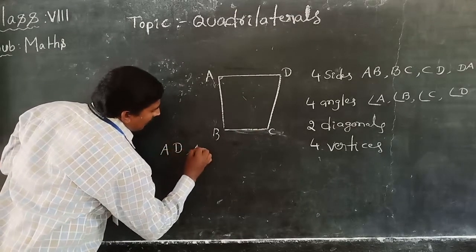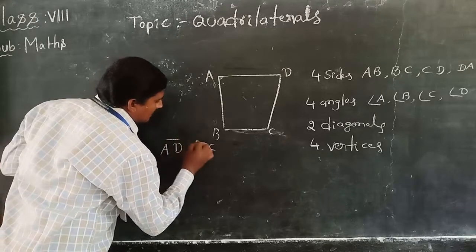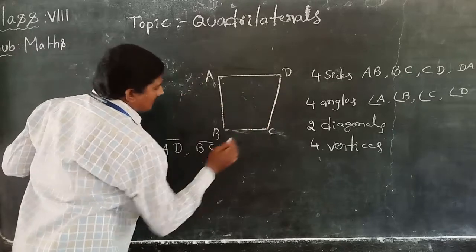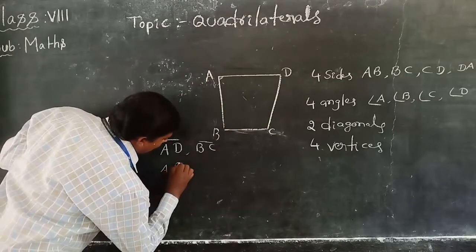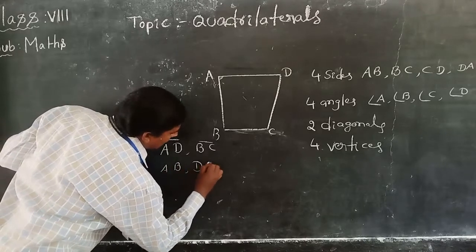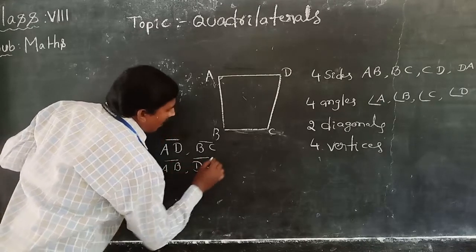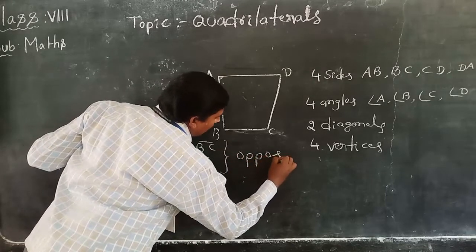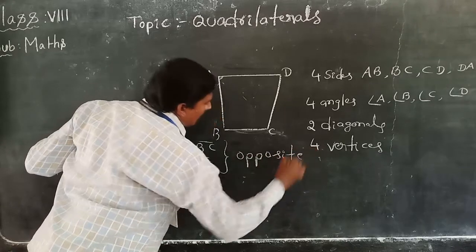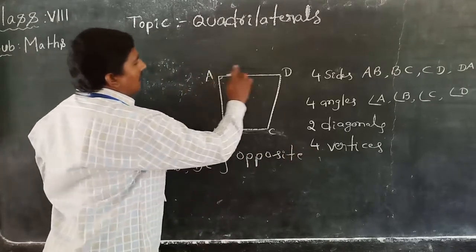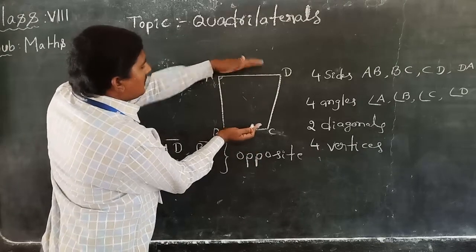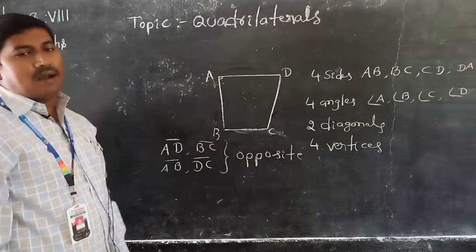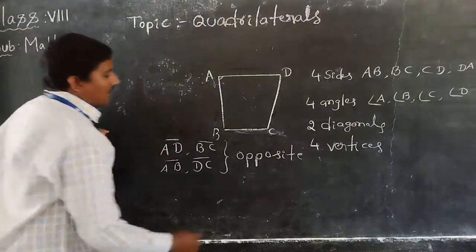AD, BC: these two sides are opposite. In the same way, AB and DC are also opposite sides. Why? Because they don't have a common vertex. So these are opposite sides.